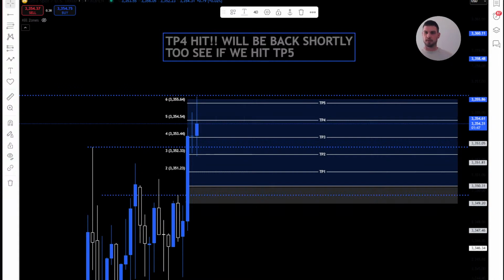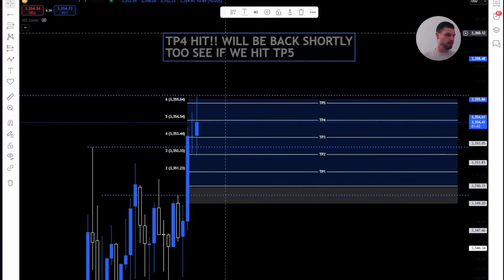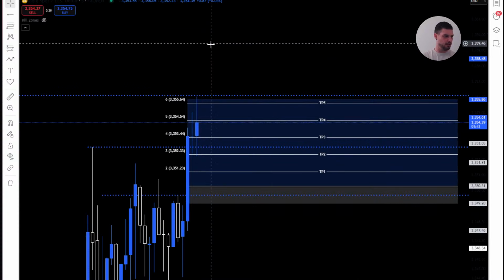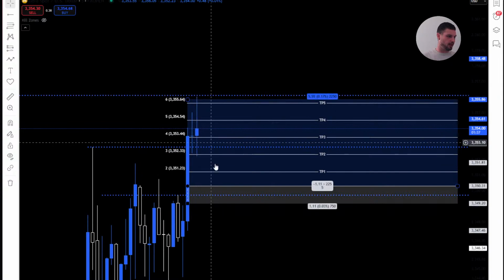All right, done. TP5 hit. Beautiful. Beautiful trading day this morning. There you have it, TP5 hit. We've got a nice reaction exactly off this zone here.